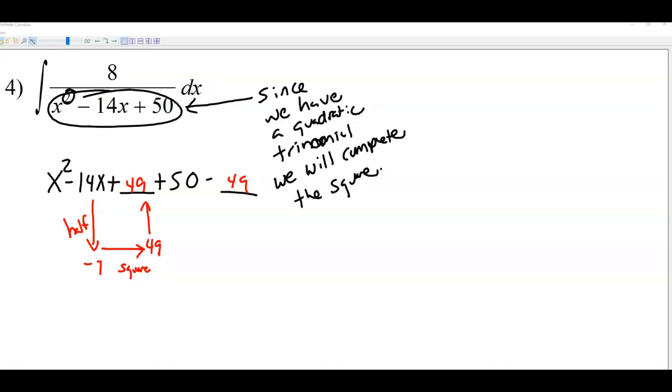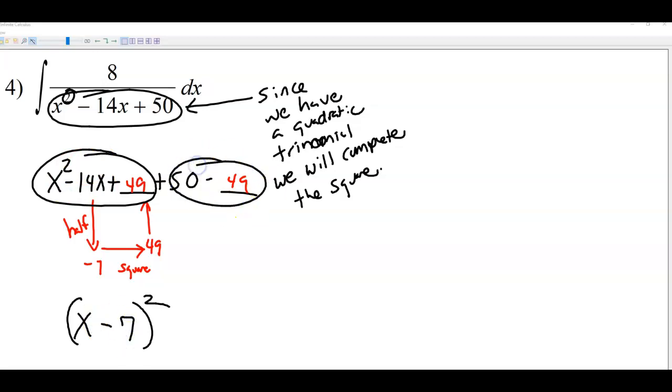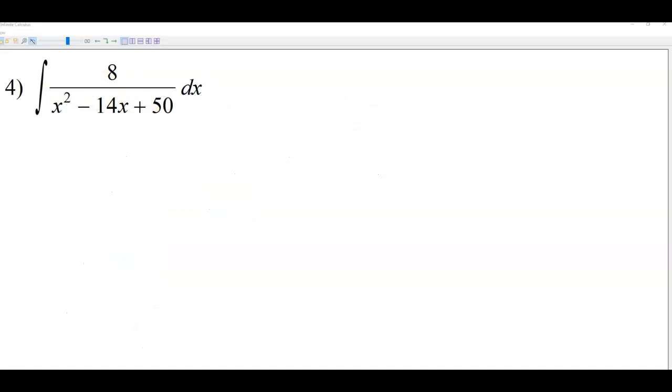The next step is to factor these ones, and there's a shortcut. That's what we call a perfect square trinomial. When you factor those, they always end up looking like this. The only thing you have to figure out is what number goes here, and that number will always be half of this middle number here, which is -7. These can be combined to make 1. So now that I've completed the square here, I'm basically going to replace this denominator with that value. So now I have 8 over x minus 7 squared plus 1.